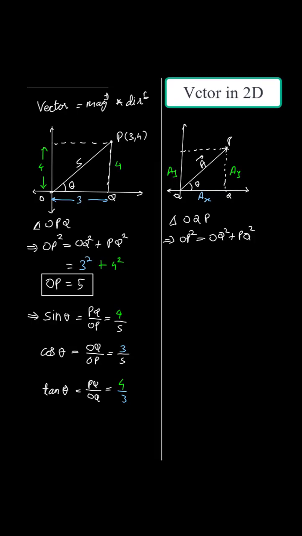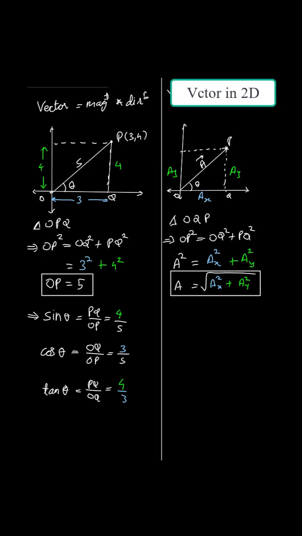Now OP is actually the length of the vector, and that is known as the magnitude of the vector. That will be A square. And OQ is actually the x component of the vector, and similarly PQ is nothing but the y component of the vector. So here we will get A is equal to under root of Ax square plus Ay square. This is the formula for the magnitude of a vector.